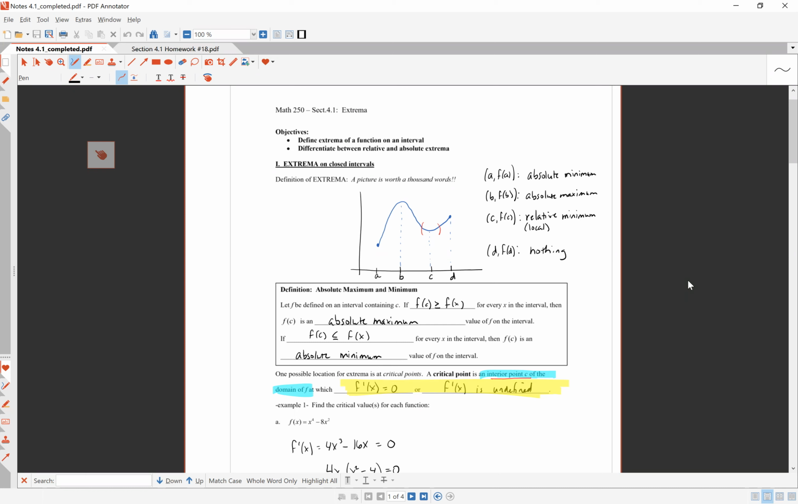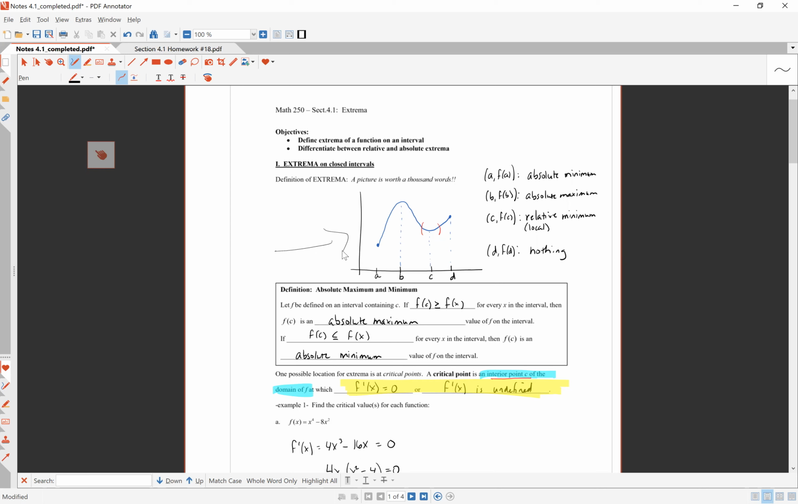So let's just look at this one picture right here. And we see this graph. And I think we can just see that there are certain points, like the point B, f of B. That's the highest point on the graph. And we see that the point A, f of A is the lowest point on the graph.